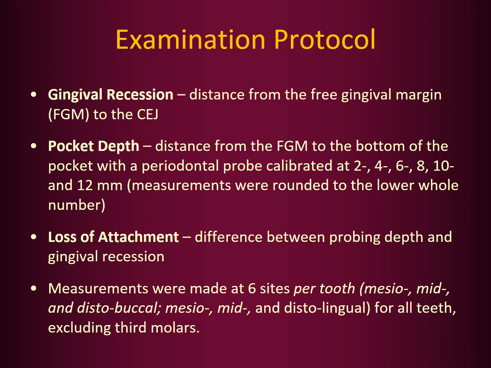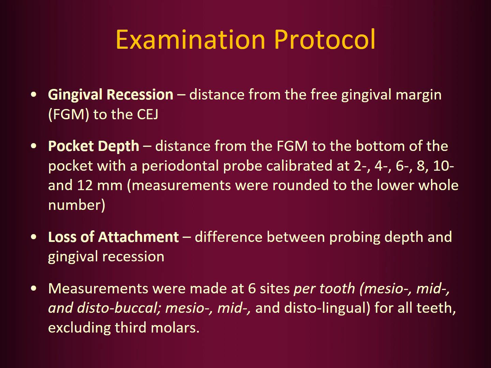Now, the examination protocol included measurements for gingival recession, which was measured as the distance from the free gingival margin to the CJ, and pocket depth, which is the distance from the free gingival margin to the bottom of the pocket. The probe that was used was calibrated at 2 millimeters, 4, 6, 8, 10, and 12. All measurements were rounded to the lower whole number. So if a probe went between 2 and 3, it would be recorded as a 2. Okay? If it were between 10 and 11, it would be recorded as 10.